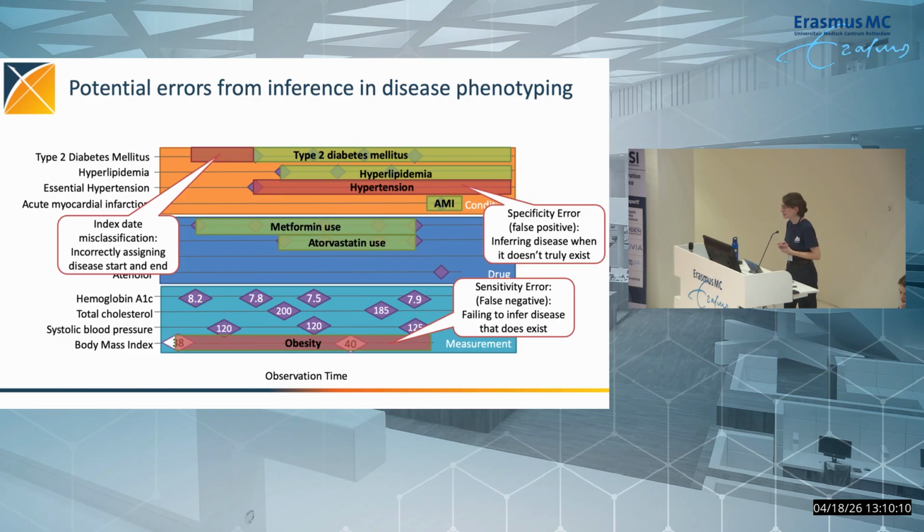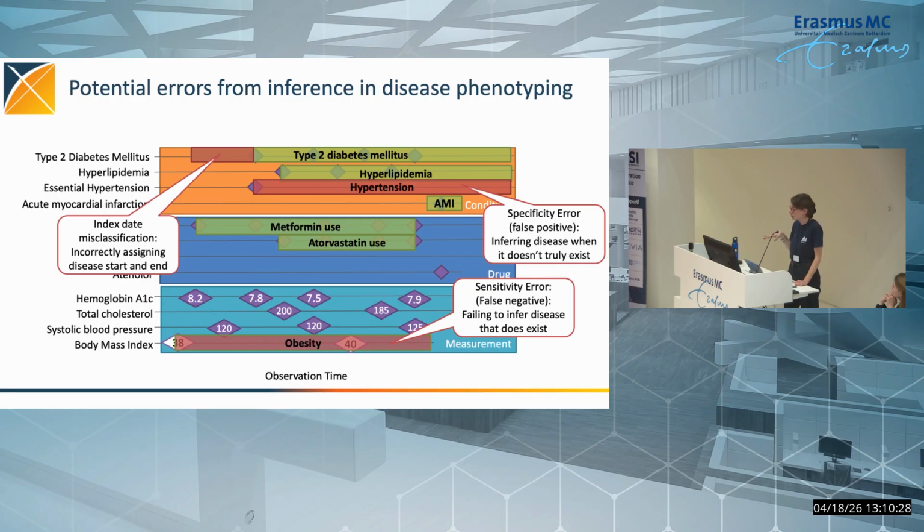Another potential error that we could have, if you see the third row for the conditions, essential hypertension, is that this patient had 1 record for essential hypertension. If we had defined this condition just using a code for conditions, we would have said that this individual had hypertension since the first record of hypertension.